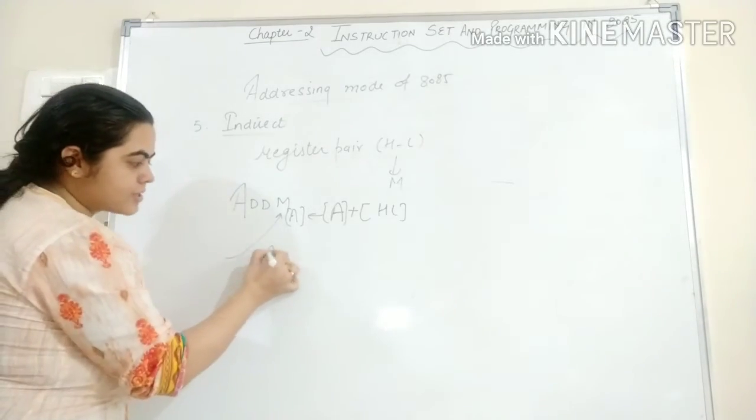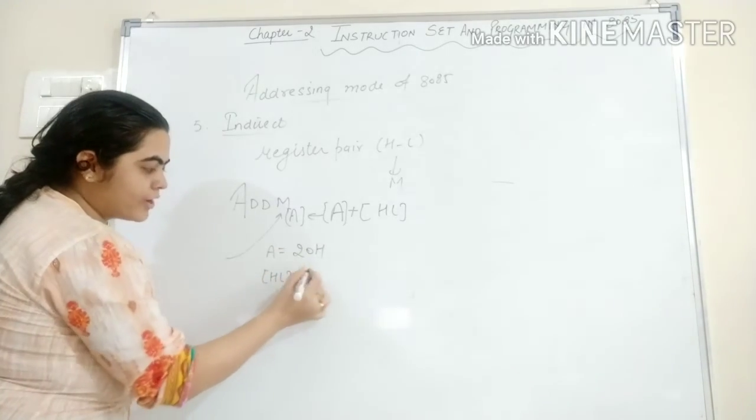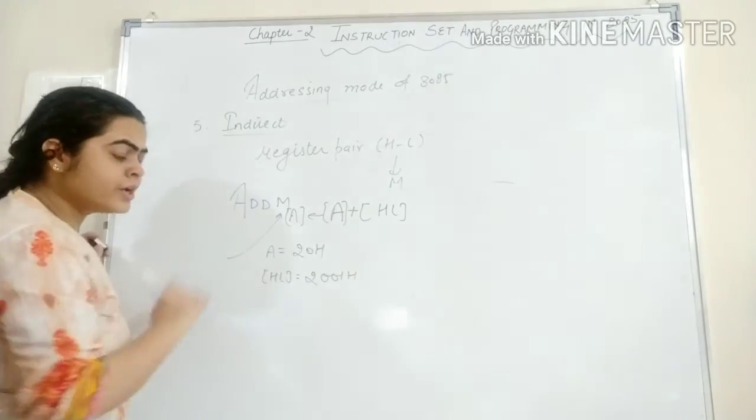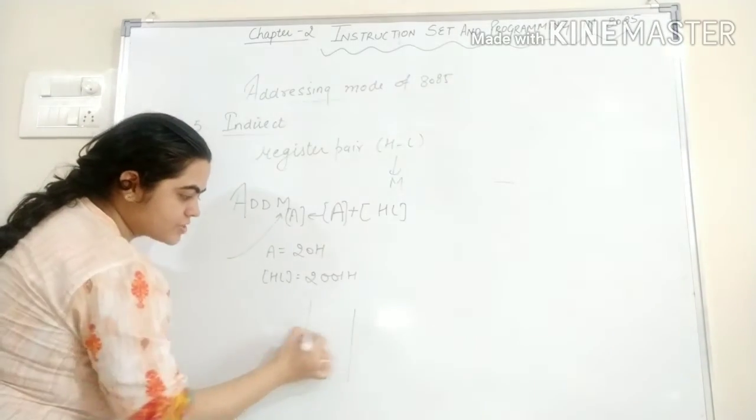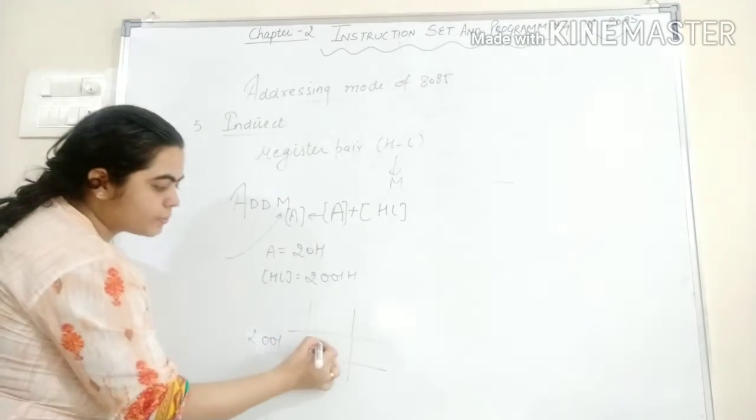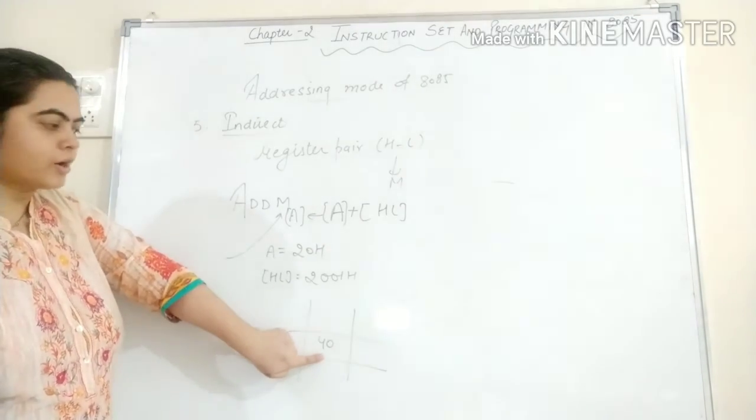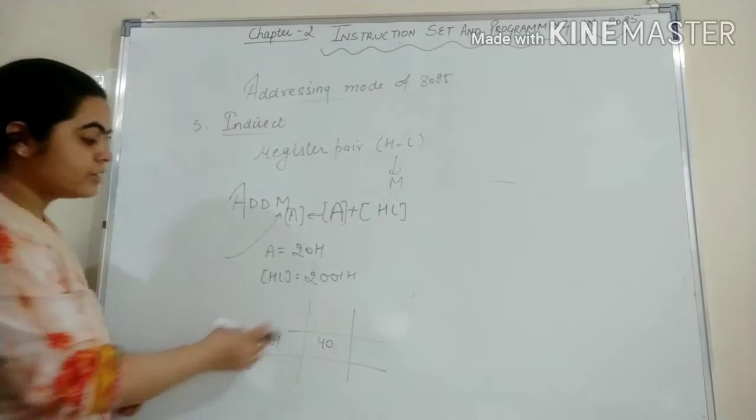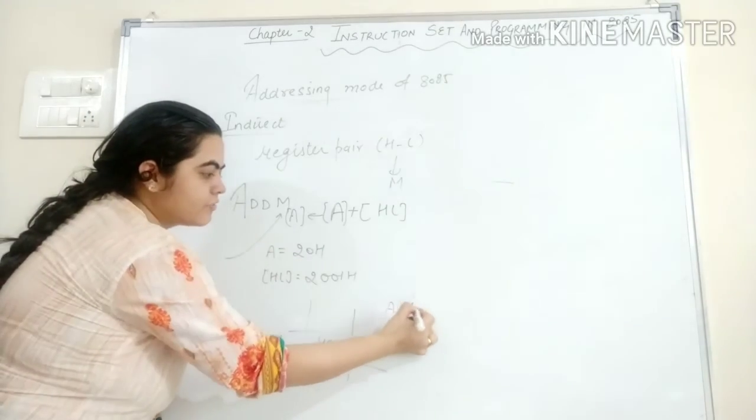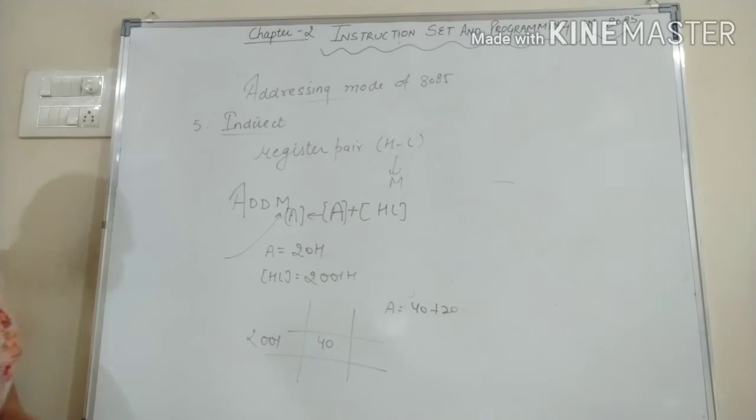So we can see here, suppose in A we have 20H and we have an HL pair that points to memory location 2001H. Initially the microprocessor will check the data at this memory location, that is 2001. Suppose here we have the data 40. The microprocessor will fetch this 40 from this memory location, then add it with the contents of the accumulator, and the result will be stored in the accumulator itself at last.